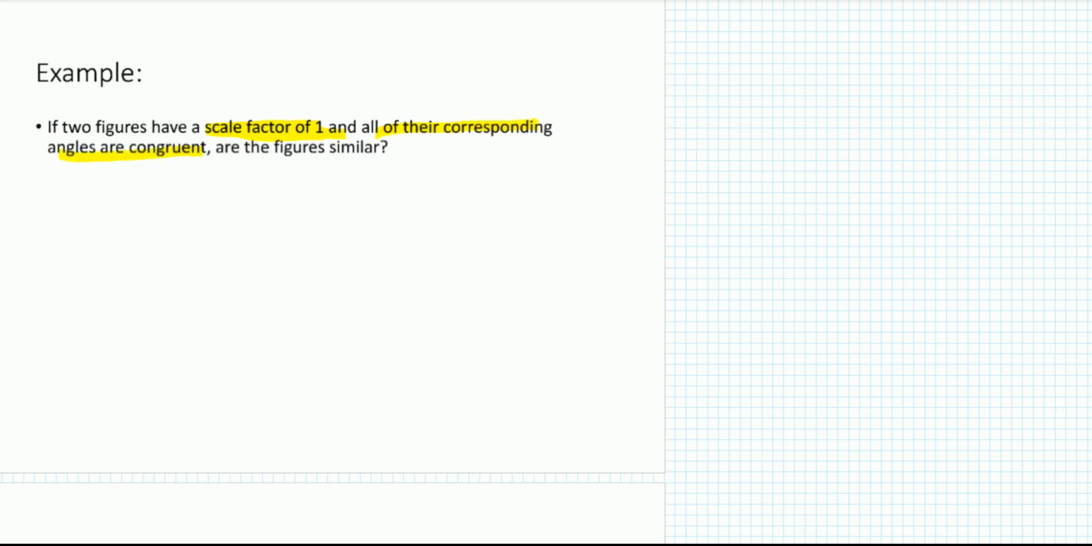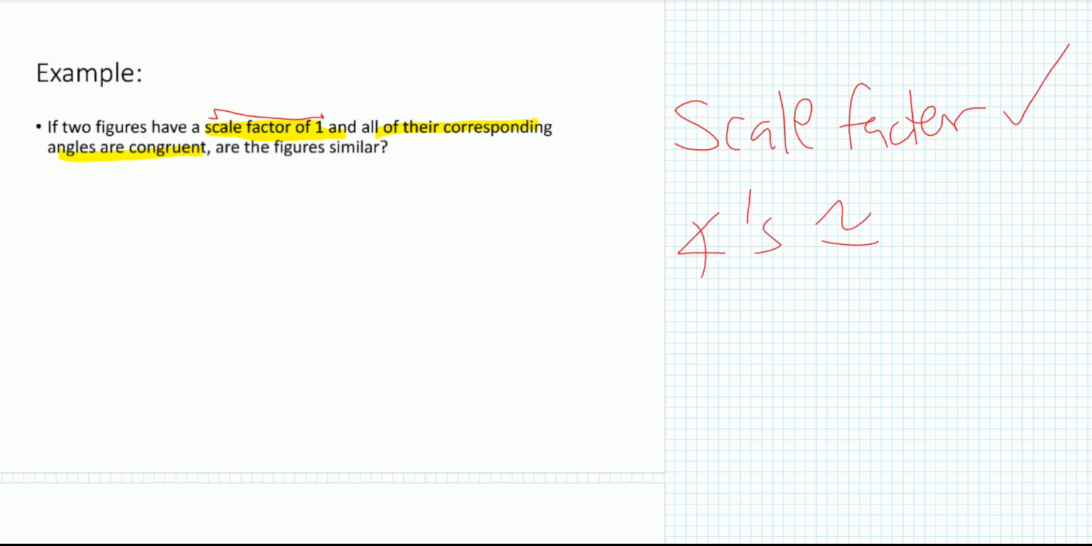So if you recall, there's two things that you need, right? You need a scale factor, and it needs to be the same for all sides, which it's basically giving to us right here. And then you need the angles to be congruent when we're talking about corresponding sides. And that's the second part. So just based off of those two, are the figures similar? Yes. Now, some of you might be a little confused with it. Like, how can they be similar?